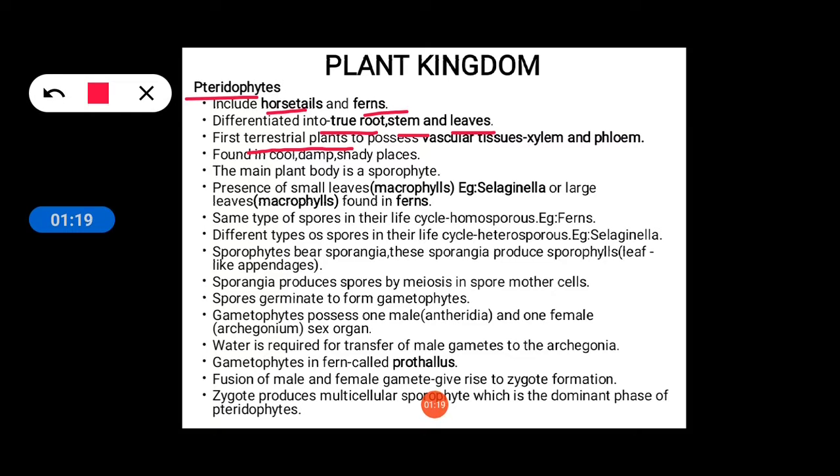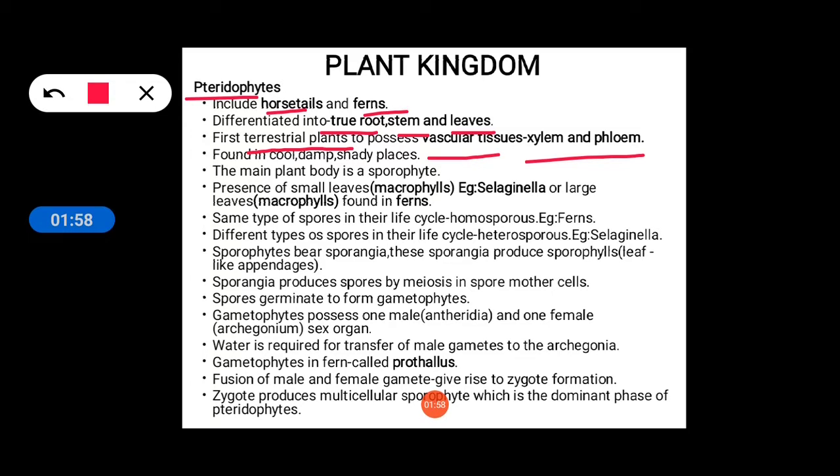And these are the first terrestrial plants which possess vascular tissues, and we know that the vascular tissues are xylem and phloem. Because as these pteridophytes are found on land, or they are terrestrial plants, there is the requirement to conduct water in these plants. So, xylem and phloem are the tissues which help in the transport of water and minerals from the soil to various parts of the plant body.